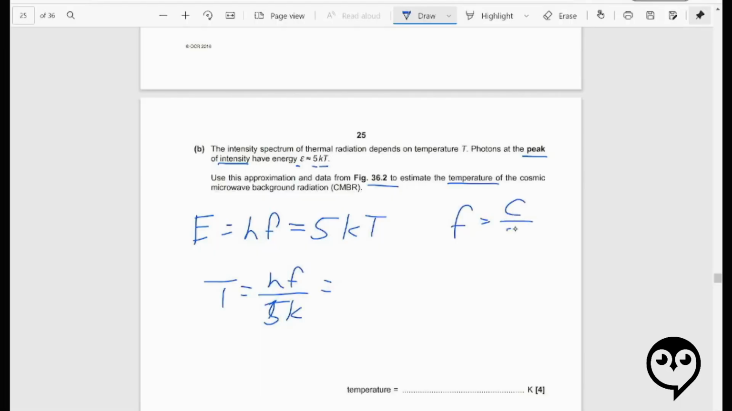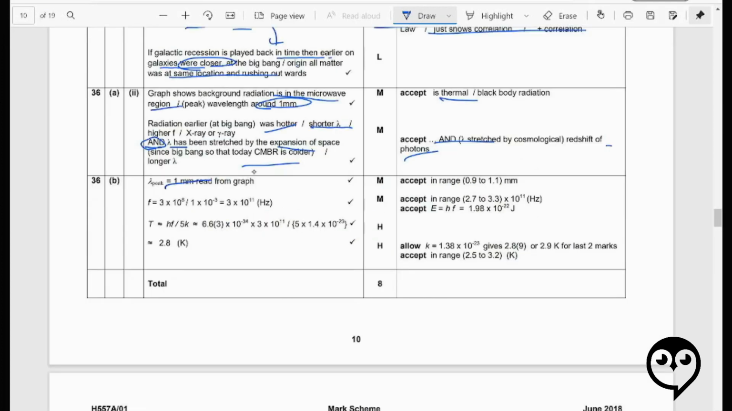Well, it's going to be the speed of light divided by the wavelength. We said that was 1 millimeter, so that's 1 times 10 to the negative 3. That's 3 times 10 to the 8. Looks to me like we'll get 3 times 10 to the 11. And we'll plug this all in, Boltzmann's constant, Planck's constant, and you get a temperature of about 2.8. Okay, 1 millimeter off the graph, yes, 2.8. You plug your constants in and you're fine. There's some stuff there on the right if you want to pause and have a look.